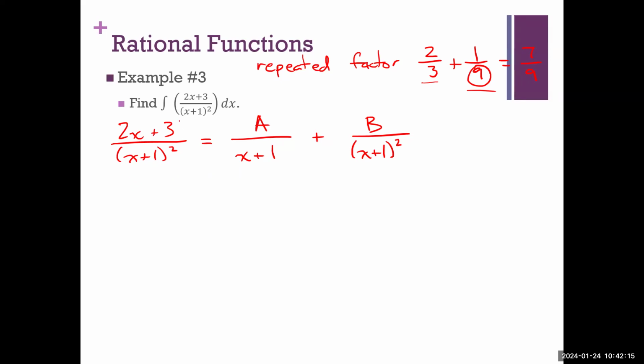Right, so at some point early in the process, I encourage you to clear the fractions out just to basically unclutter what you're trying to do. So what does the left-hand side become if I multiply by x plus 1 squared? 2x plus 3. What's the A term become? A times x plus 1.